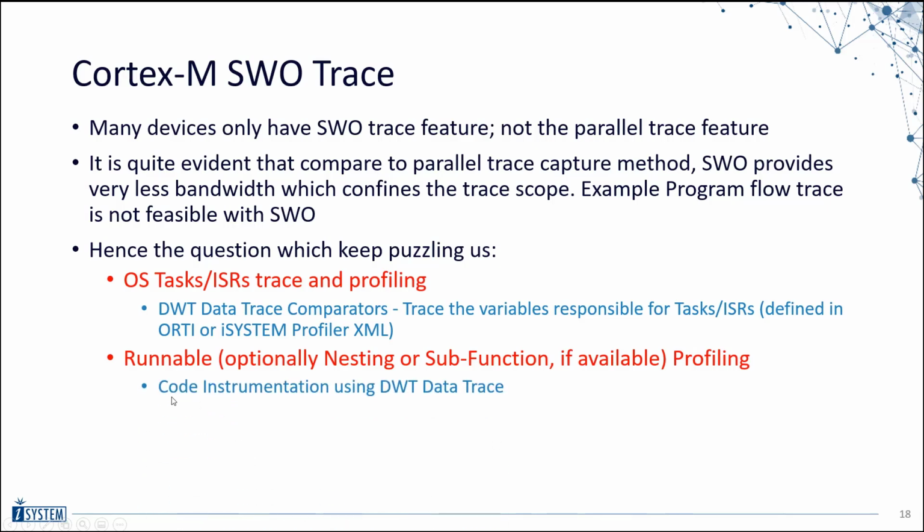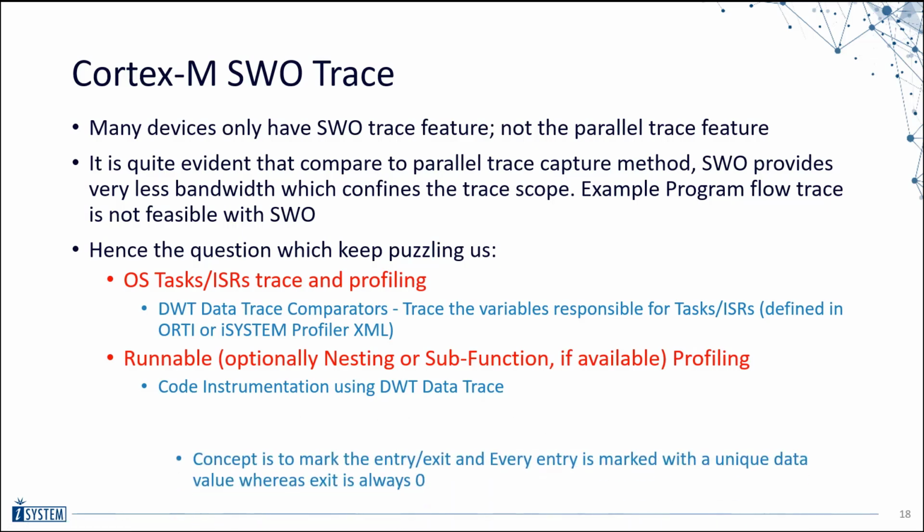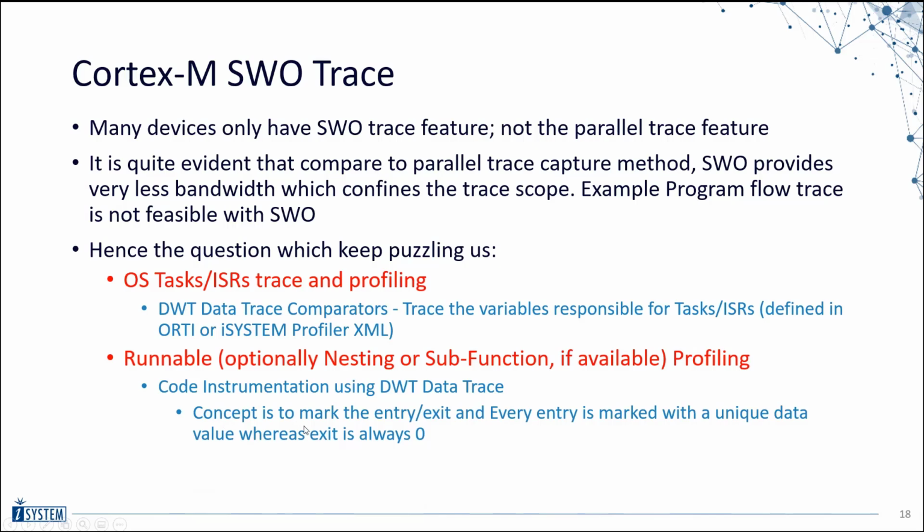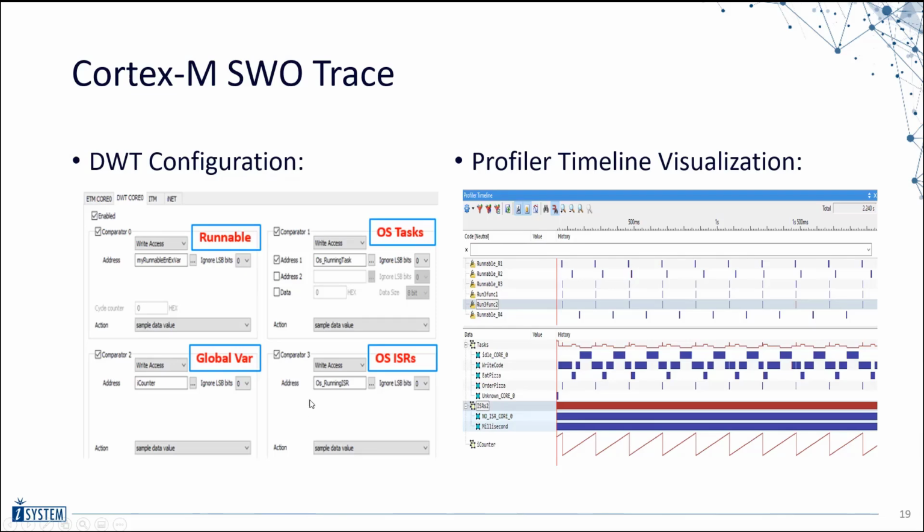And for the runnables, we need an additional concept, which is code instrumentation using DWT data trace. What exactly is it? Actually, the concept is to mark the entry and exit, and every entry is marked with a unique data value, whereas exit is always zero. Now, before moving to winIDEA, let's have a look at the next slide.